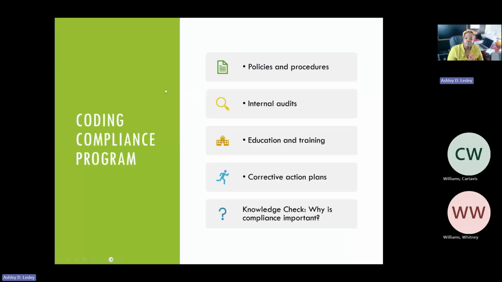All right, so the coding compliance program is a list of policies and procedures.